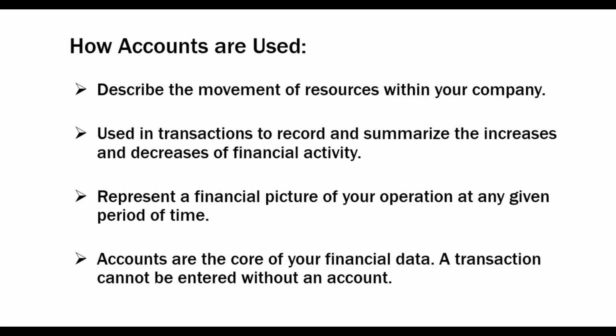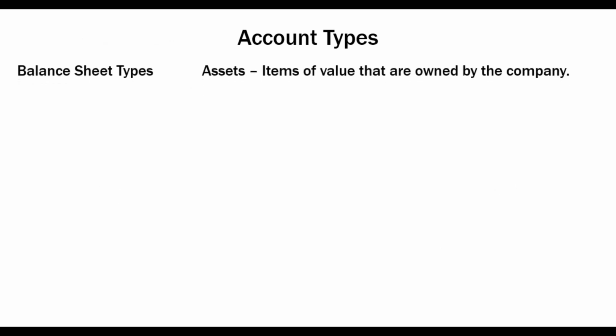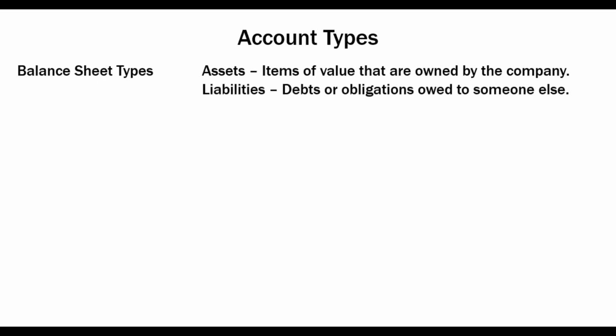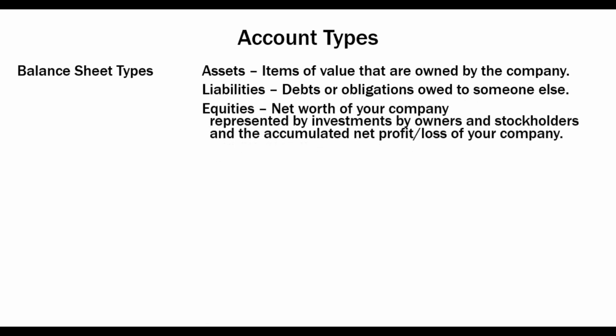And so we're going to talk about the hierarchy of accounts, and at the very top level of that account hierarchy is account types. They are predefined, and CenterPoint follows the accounting standards. The balance sheet account types are assets, which represent items that you own, liabilities, which represent debts that you owe to somebody else, your equities, which is the net worth of your company and represents the combination of investments and accumulated net profit and loss.